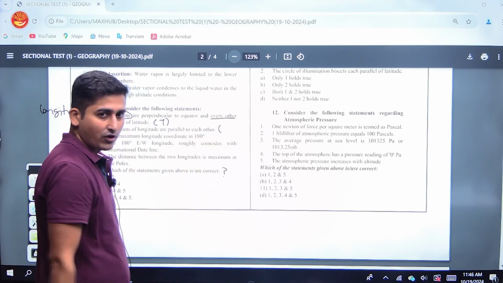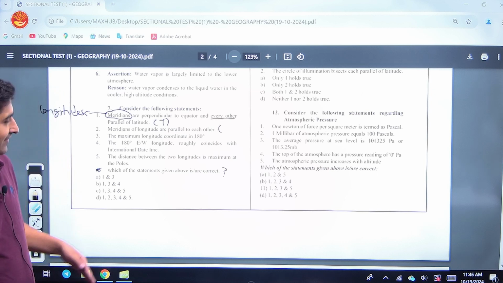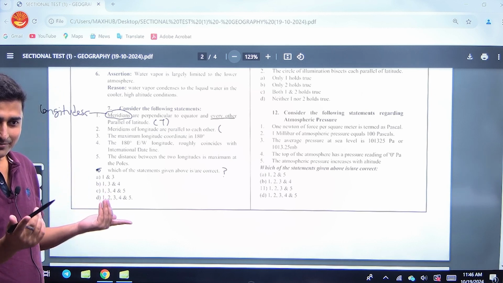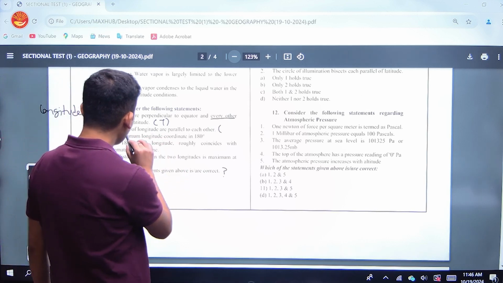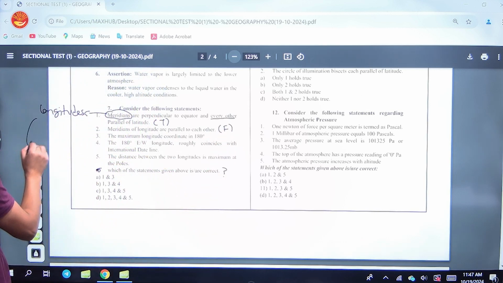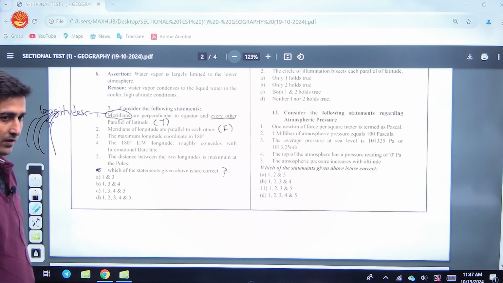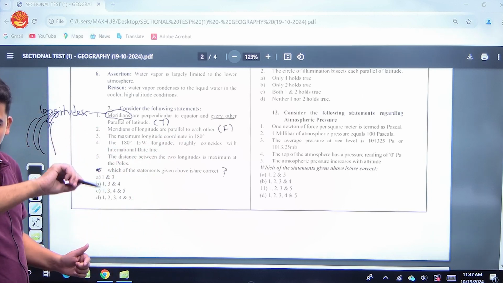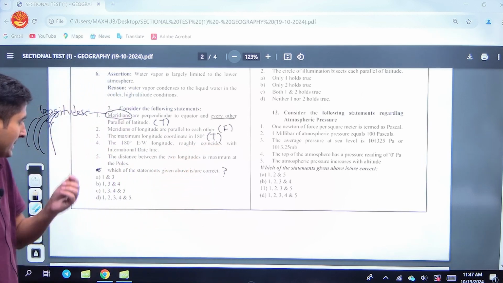Meridians of longitude are parallel to each other. Is it right or wrong? True है? पता नहीं, नहीं किया, क्यों नहीं किया? लेकिन यहां पूछ रहा हूं, यहां तो बताओ। Meridians of longitude are parallel to each other. False. ऐसे होती हैं, ऊपर जाके पोल पे सब एक जगह मिल रही है। The maximum longitude coordinate is 180 degrees. यहां से एक्सटेंड करके ईस्ट 180 डिग्री, वहां से एक्सटेंड करके वेस्ट 180 डिग्री। This is again true.